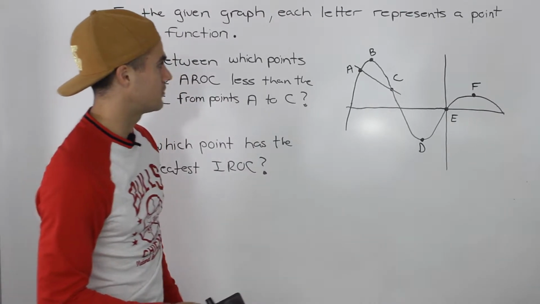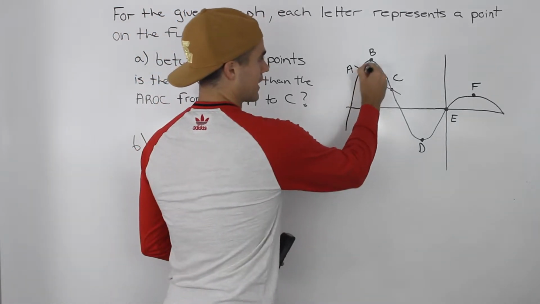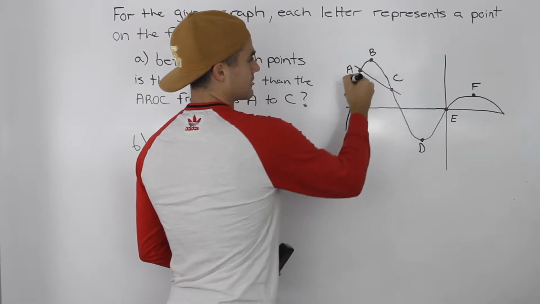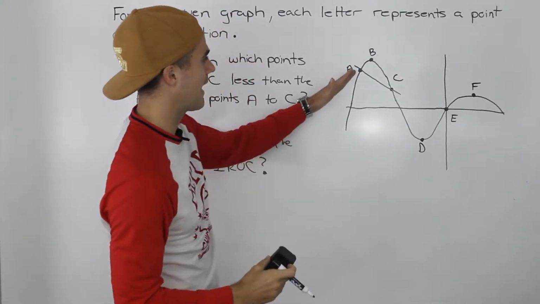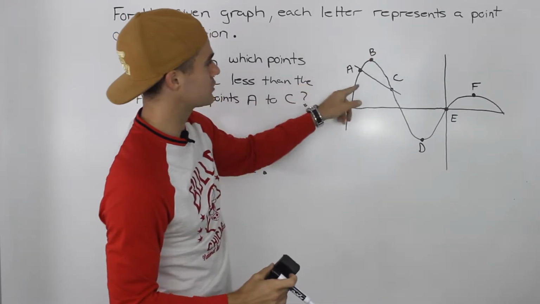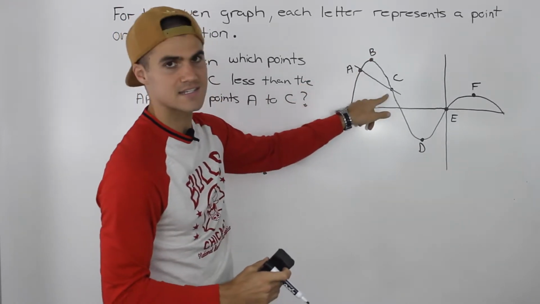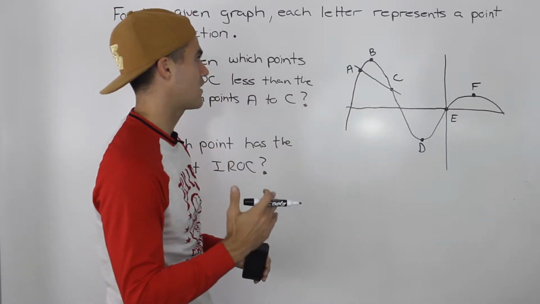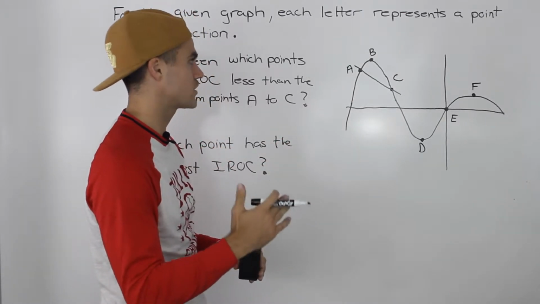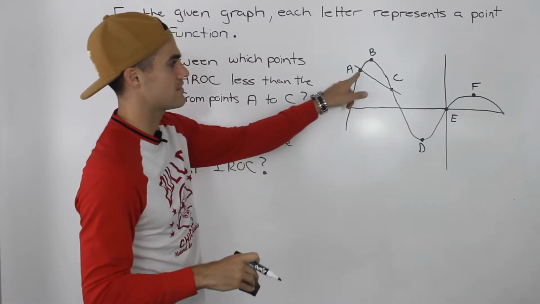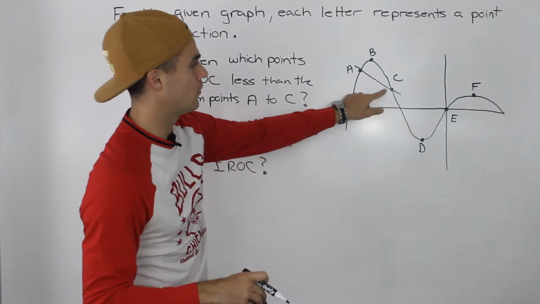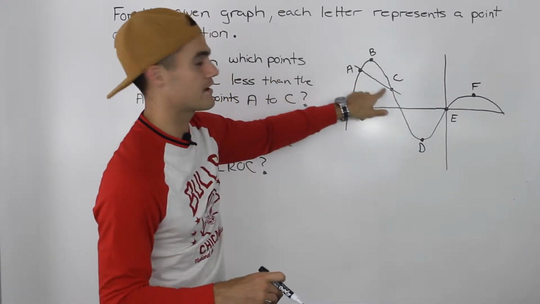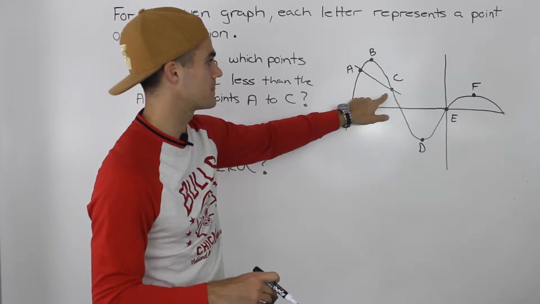So let's try a couple of points here. What about from point A to B? Well, if we make a secant line there, notice how it's going to have a pretty similar slope as A to C. So it's not obvious that it's going to have an average rate of change that is less than this average rate of change. What about from C to D? Well, notice how that's going to be a lot steeper than A to C, so that won't work.